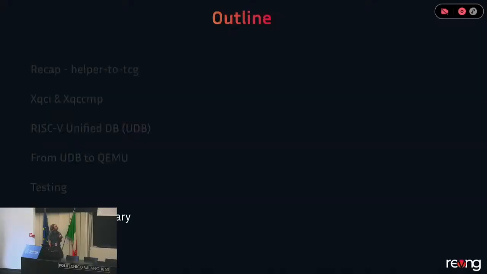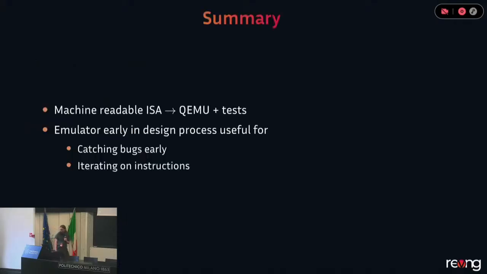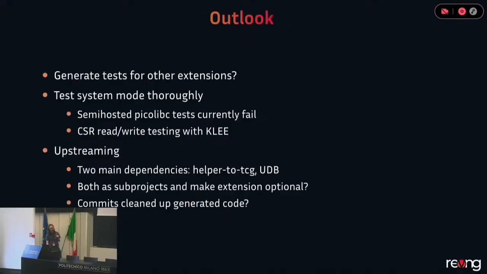So finally, I want to round out the talk by taking a look at what we plan to do in the future with this, and a quick summary. So we've been able to go from a machine-readable ISA to a version of QEMU for every single version of the spec, along with a set of tests. And this has allowed us to catch bugs early on in the development of the specification and also iterate on instruction implementations. Now, going forward, there are other applications for this.